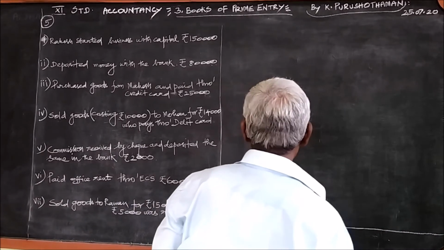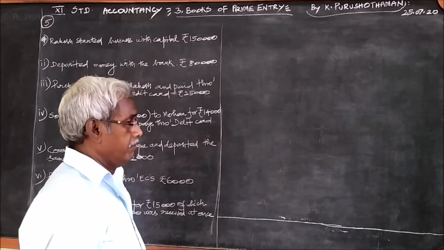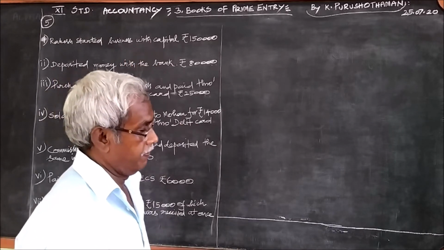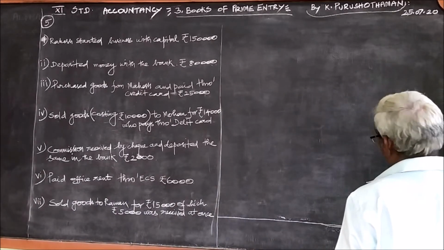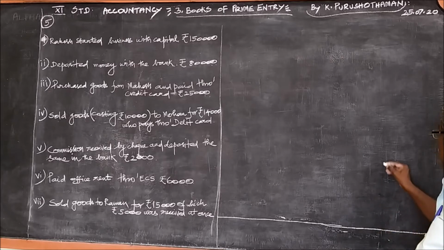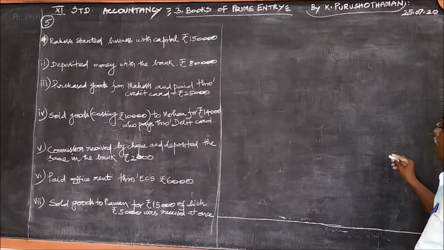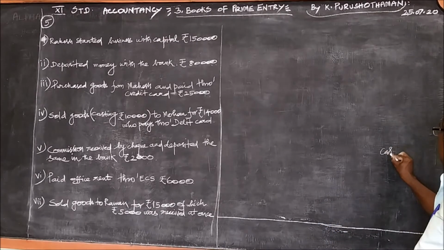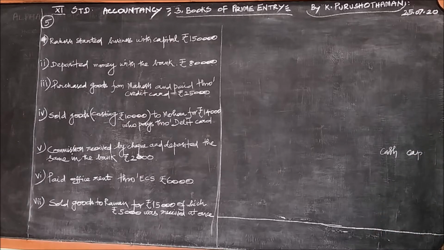And as we did in the previous problem, we should collect the different assets and liabilities from all these 7 transactions. What are those assets and liabilities? Rakesh started business with capital rupees 1,50,000. So, capital is 1,50,000. The cash comes into the business and it is called capital. These are the 2 items for the first transaction.